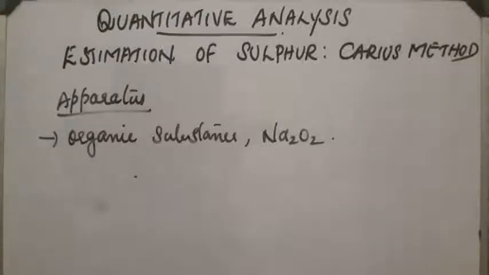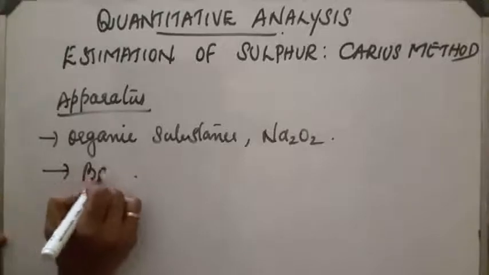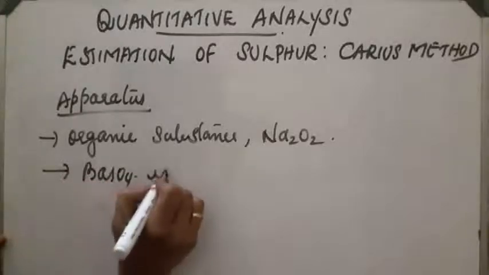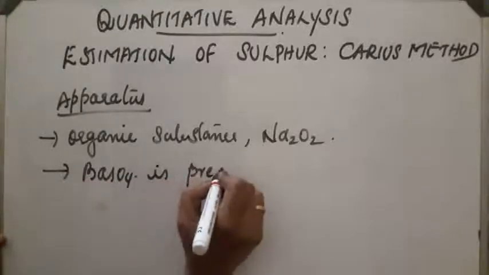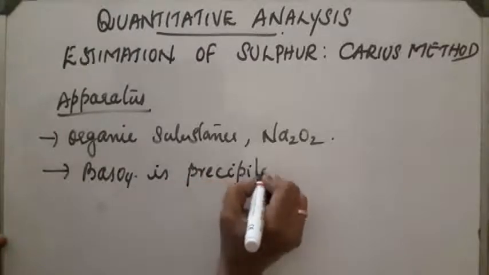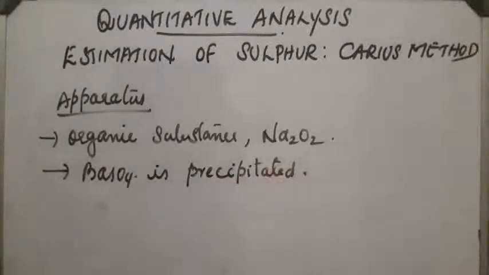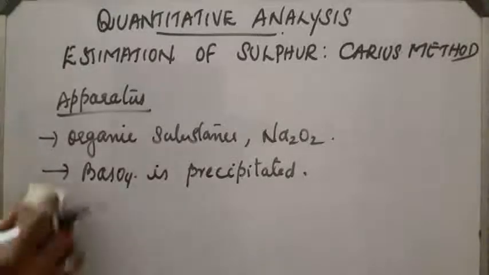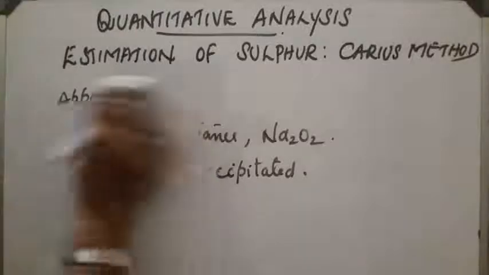What will happen? After cooling, a high pressure is developed inside the tube and barium sulfate gets precipitated. We filter the solution and weigh the barium sulfate, from which the amount of sulfur present can be calculated. Now, next is calculations.